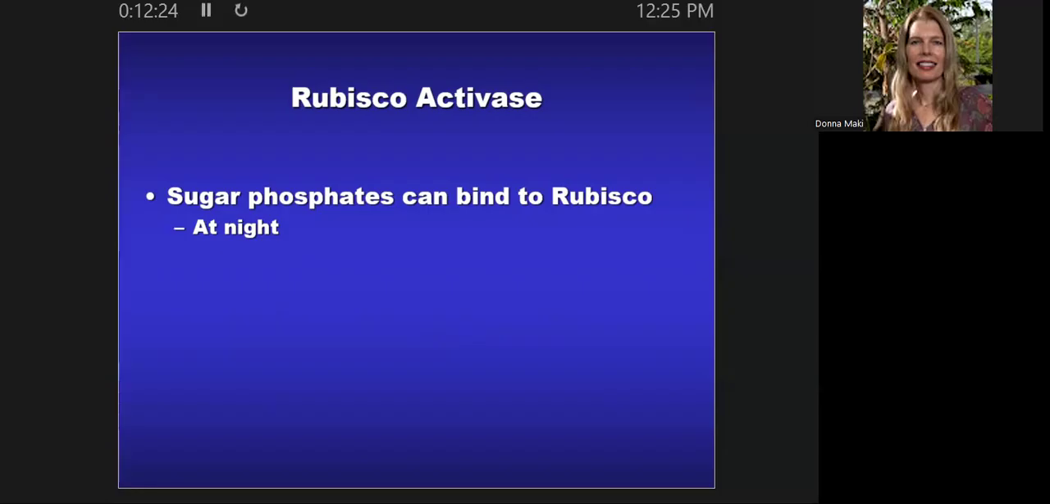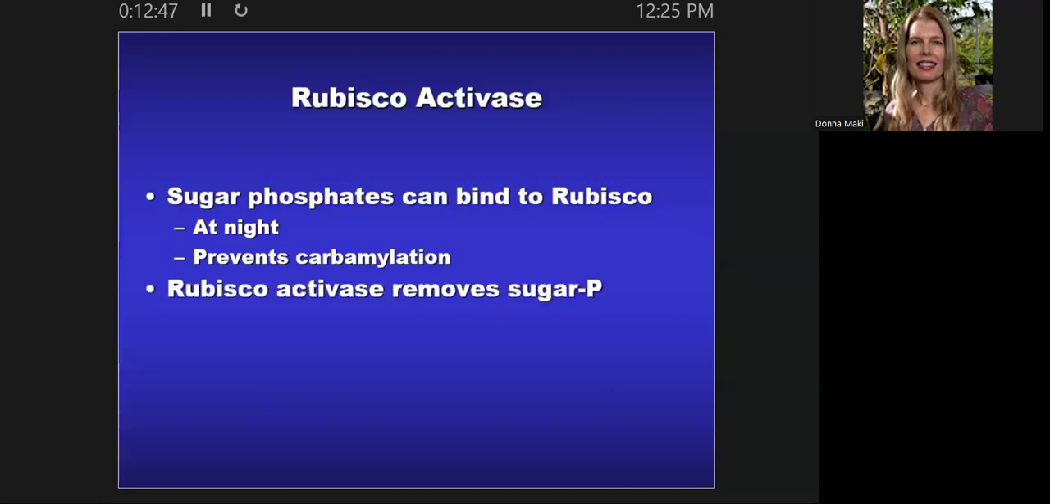And that is the signal for Rubisco: okay, chill out. It's dark. We're done. And so those sugar phosphates kind of blanket the Rubisco, stop it from being active. And basically, what's really happening is it stops that carbon dioxide coming in and the magnesium coming in. Then, right before sunrise, they notice Rubisco activase getting active. And it's named Rubisco activase because it does activate. What it does is it clips off all those sugar phosphates.